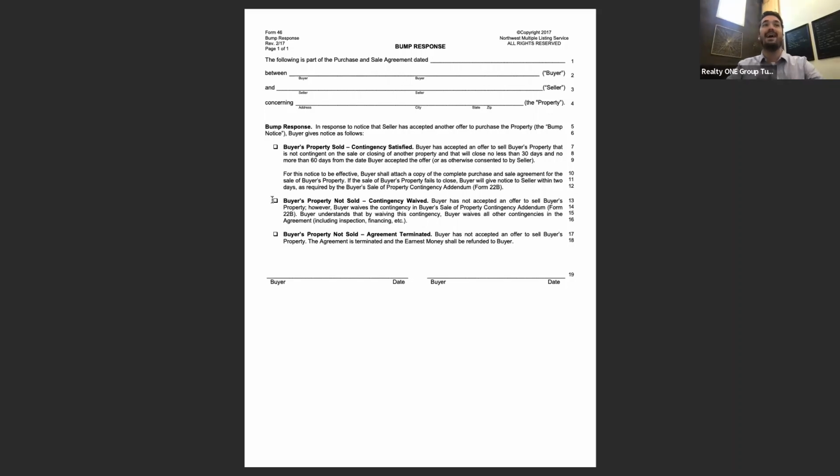If the buyer is not able to now sell their home, or not able to get their financing in order or anything like that, and they need to back out, they lose their earnest money. So that's really, really important. So don't check that box lightly in this situation.